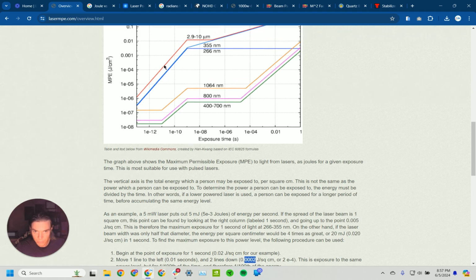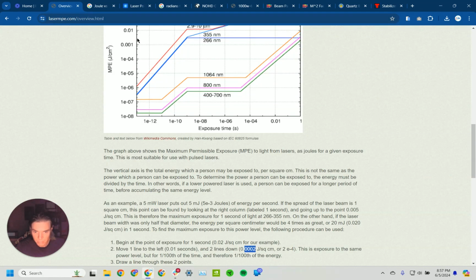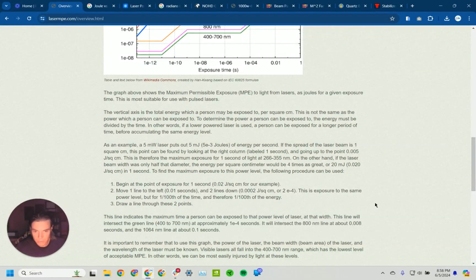And what do we notice? So remember, our first line was around here. And then if we cut the beam in half, we move 2 orders of magnitude down in exposure time. So 1/100th the energy, 1/100th the time. So you can see how this is really spot size dependent as well, and pulse duration dependent.